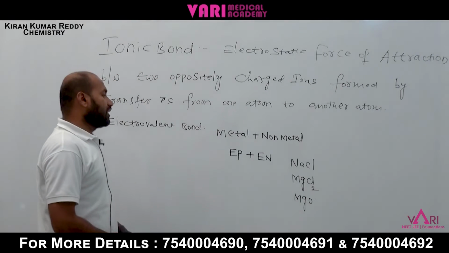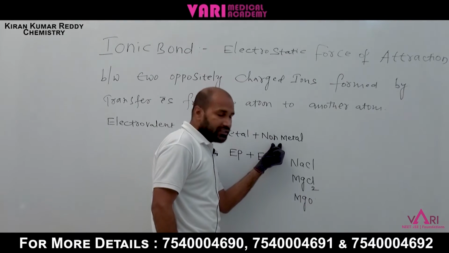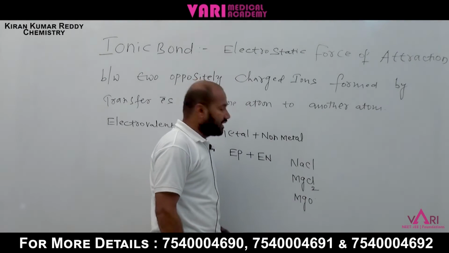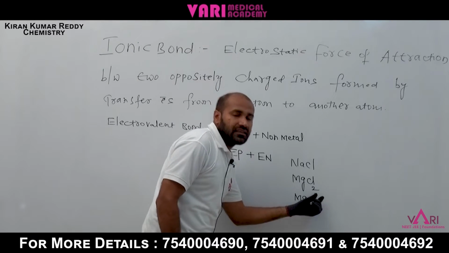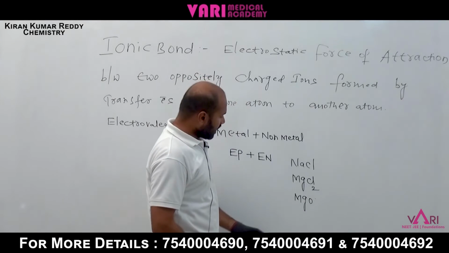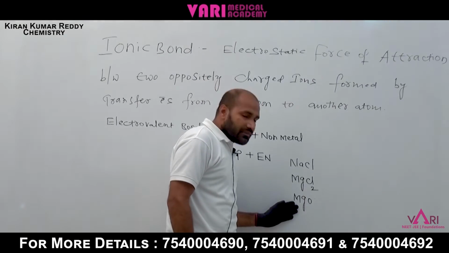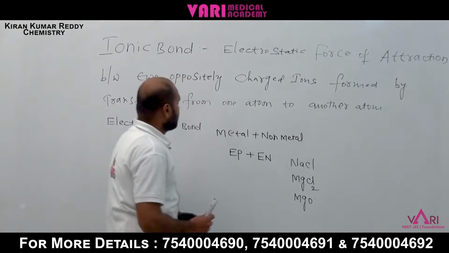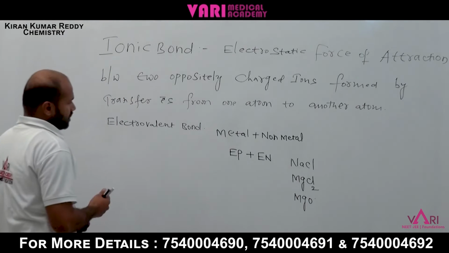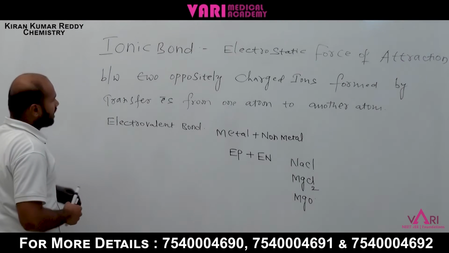Here sodium is the metal and chlorine is the non-metal. Here also magnesium is the metal, chlorine is non-metal. In MgO, magnesium is the metal and oxygen is the non-metal. Now we can work it out for NaCl.